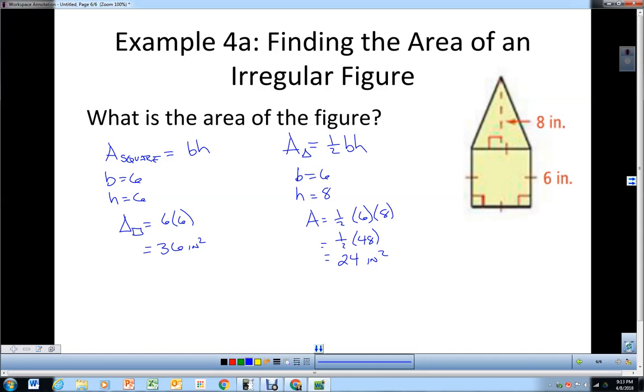So now we have both these measurements. We're going to find the area of the total, which is 36 plus 24. So the area of the total is going to be 60 square inches. Anytime you get a problem like this, break it apart into different shapes that you know how to find the area of. That way it simplifies the process.